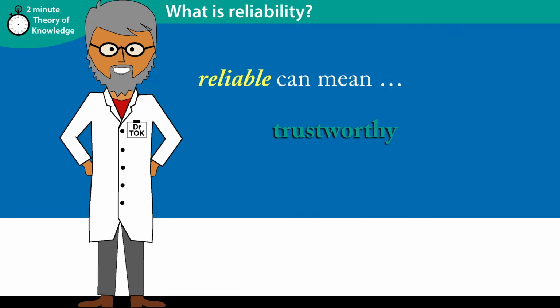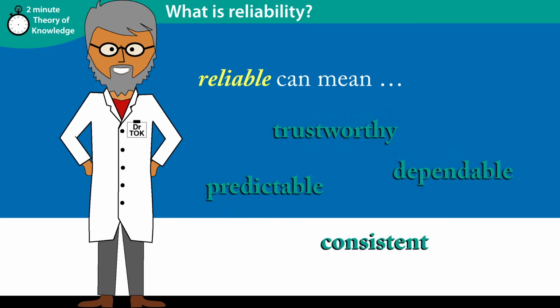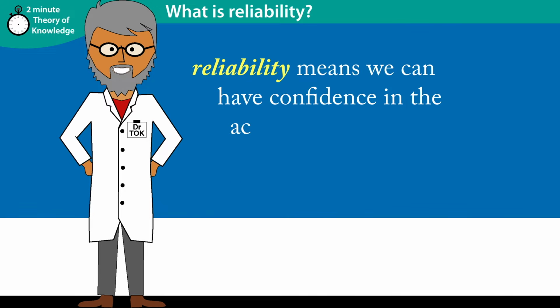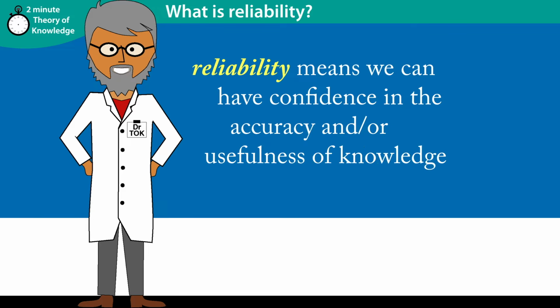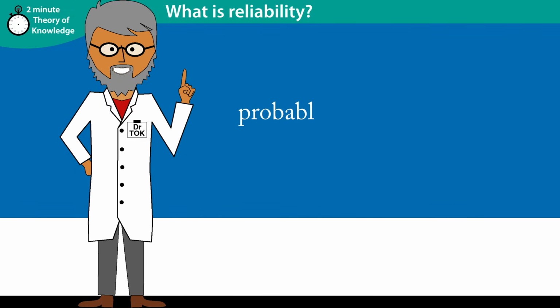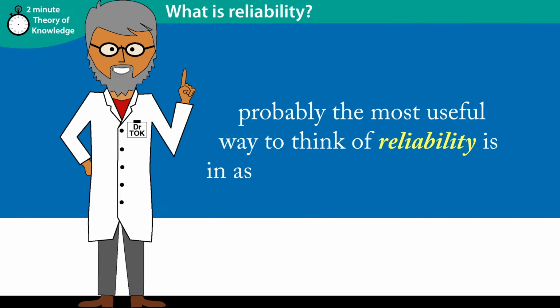Reliable can mean trustworthy, dependable, predictable, or consistent. Reliability means we can have confidence in the accuracy and/or usefulness of knowledge. But how do we know who or what to trust? Probably the most useful way to think of reliability is in association with consistency.